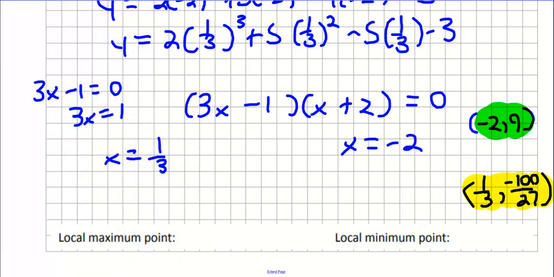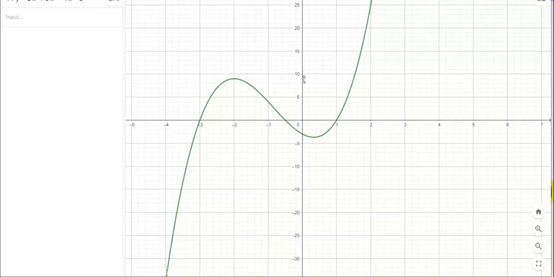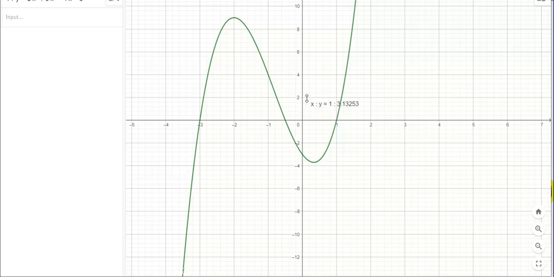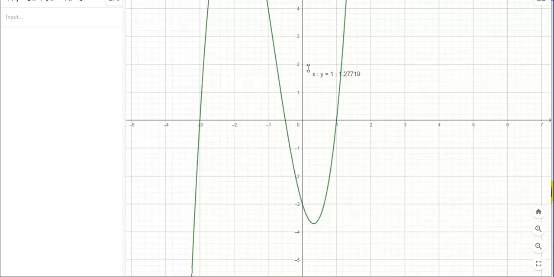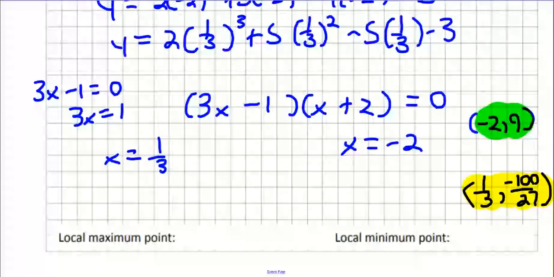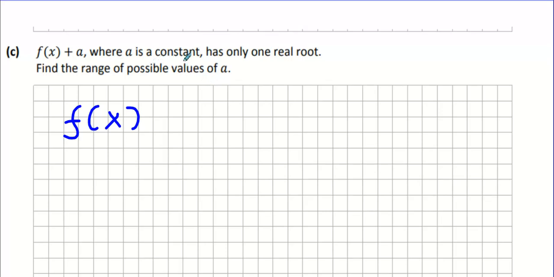And looking at our graph, if I zoom in on that, here we go. It's not 4, is it? It is actually 3.7. So you are correct. All right. Now here's what's happening. It says that a is a constant, doesn't it? A is a constant number. And find the range of possible values of a.